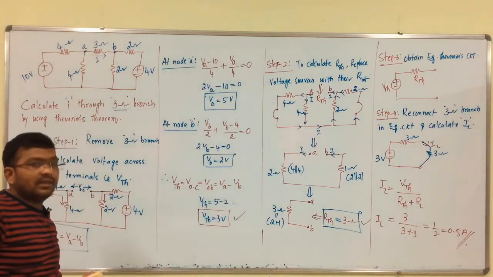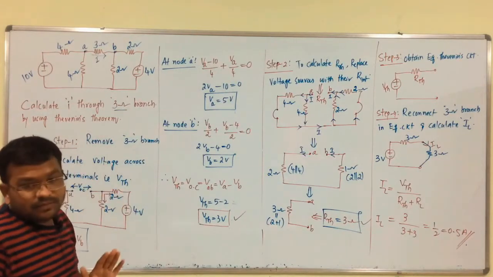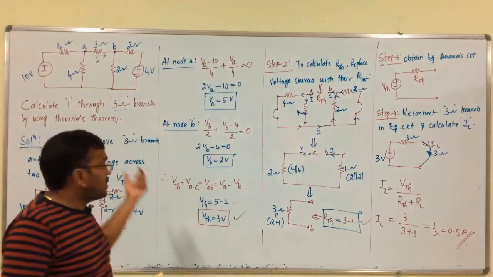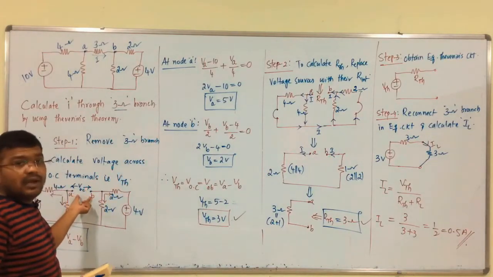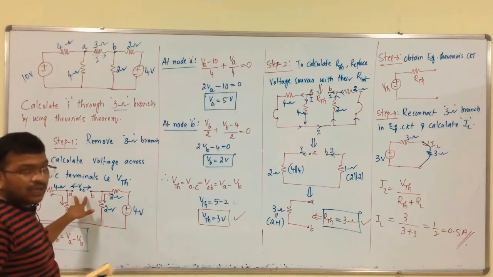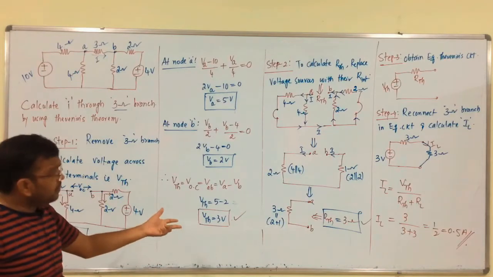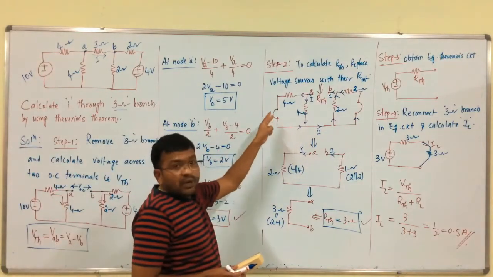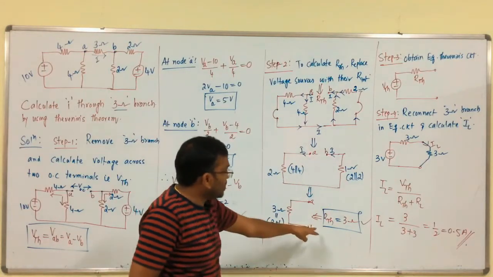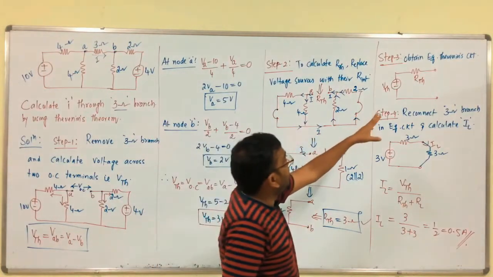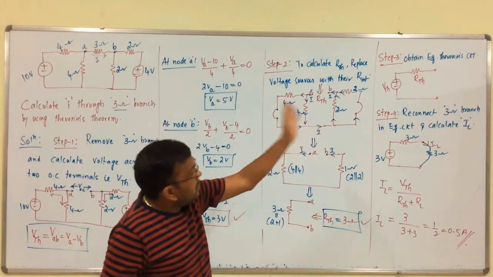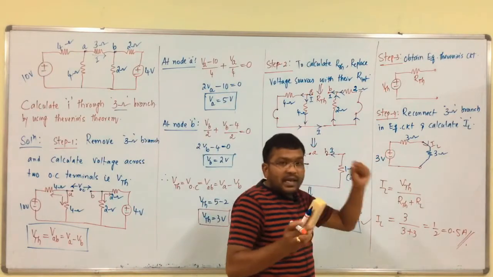So, like this we have to get the value of the current through this branch. Like this we have to solve the problem with respect to different steps. In step 1 we have to remove the load resistance and calculate the voltage between these two open circuit terminals, that is VTH. And in step 2 we have to replace all independent sources with their internal resistances and calculate the equivalent resistance like this. In step 3, obtain the equivalent circuit of Thevenin's, that is VTH in series with RTH. Finally, in step 4 reconnect the load resistance.